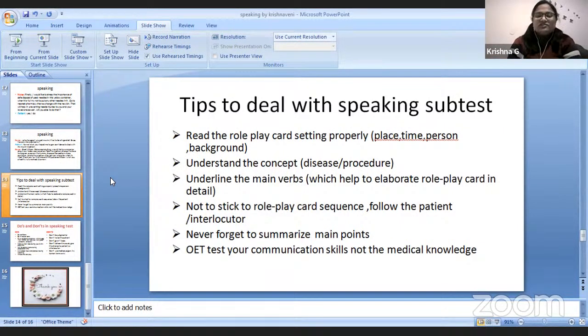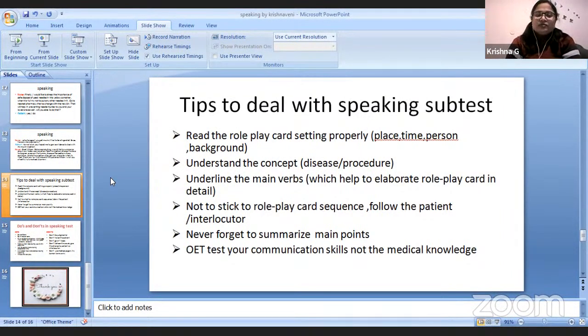In the case of children, don't concentrate only on the patient. Understand the concept. When you read the background information, you will understand what concept it is giving, which disease condition or which procedure it is about. But if you don't know anything about the condition, don't worry. You can ask the examiner, or you can just read the points from the role play card, and you will get at least some information.